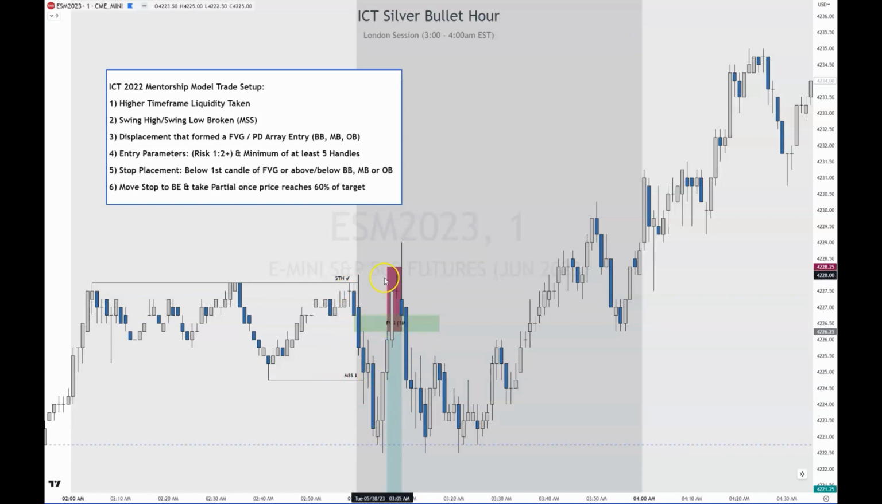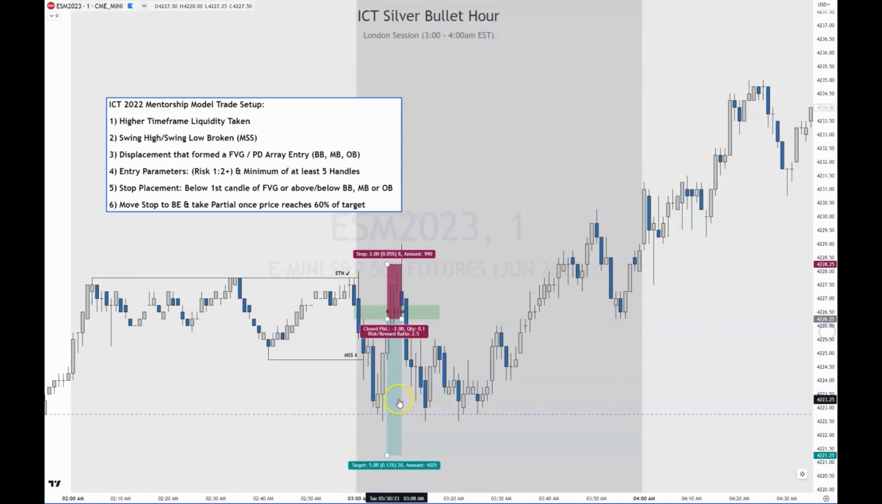Can I do 1 to 2? Yes. There's a 2, and I'm asking for 5. Let me just roll this up. Look at that. 2, asking for 5. So yes, it's 1 to 2. Yes. Stop placement's above the highest candle, which is right here. You go above that by 1 tick, and it is. That's it. And price came up, and it just took me out.